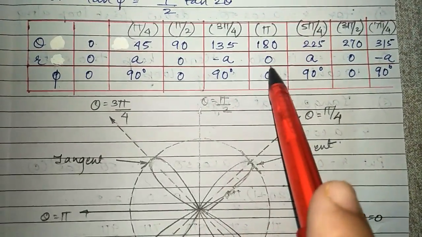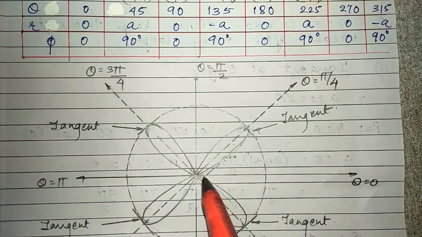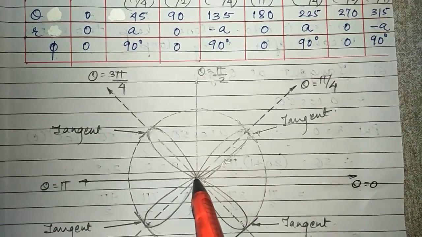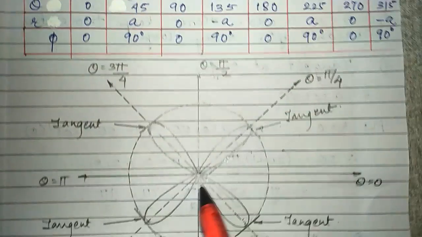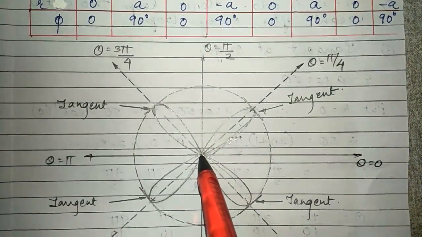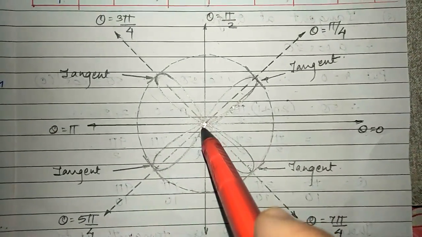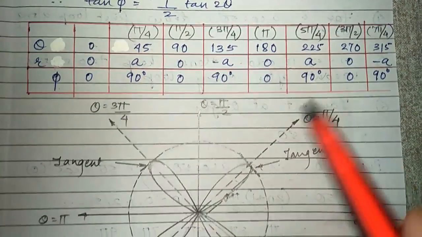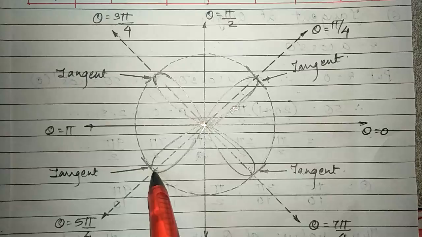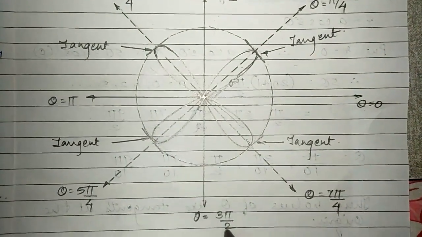Now for pi, the value is 0. So from this a, it will go on decreasing to 0. So at pi, you will have it as 0. Then for 5 pi by 4, it is again a. So from 0, it will increase to a. Then for 3 pi by 2, it is 0. So from this value a at 5 pi by 4, it will decrease to 0 for 3 pi by 2.